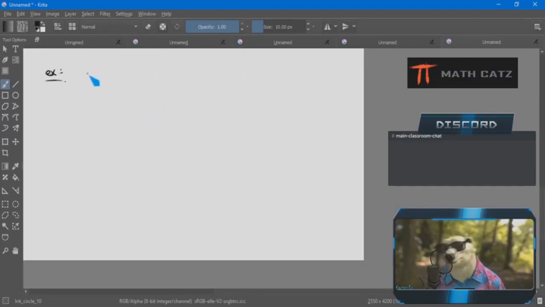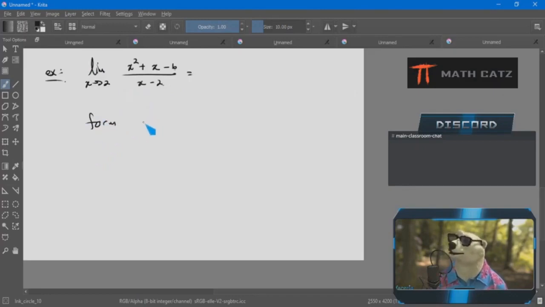Okay, one more example. I look at the form of this limit because regardless, it's going to tell me something. I hope for a lot, but I'll take a little. When I plug in a 2 in the numerator, I get 4 plus 2 is 6 minus 6, 0. And the bottom is also 0. So I can't say anything immediately.